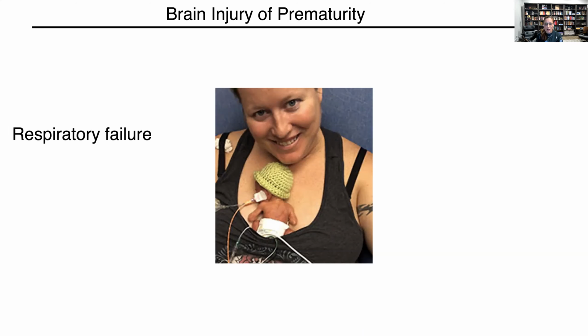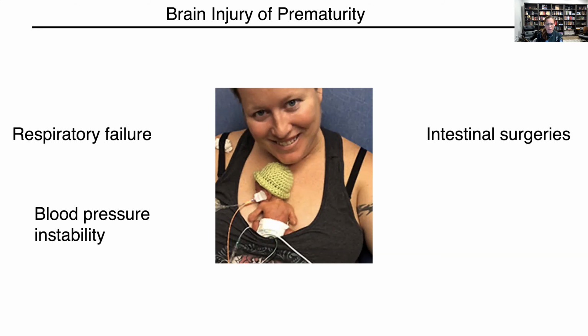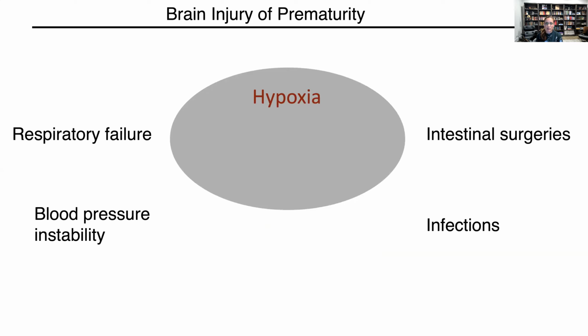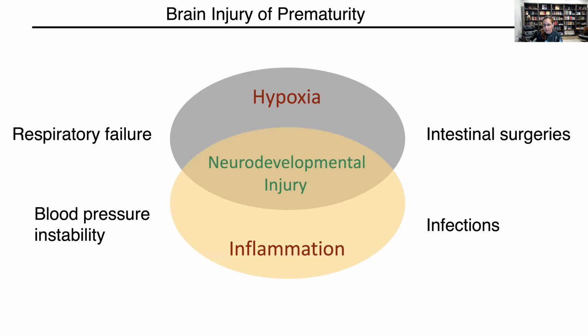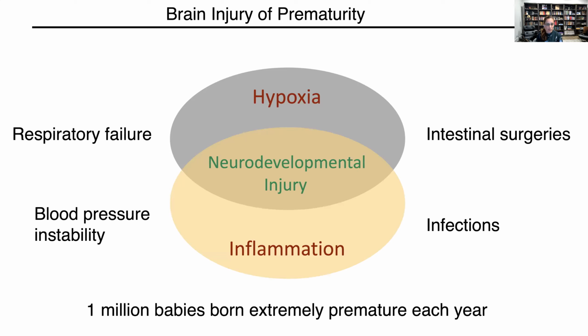And like a lot of our extreme preemies, he went through a lot during his NICU stay. He had respiratory failure, a lot of hemodynamic instability, intestinal surgeries for multiple reasons, and infections. From what we know, all of these risk factors and injuries postnatally in extremely preterm babies lead to systemic episodes of hypoxia and inflammation, which are the main environmental risk factors for neurodevelopmental injury from what we know so far.